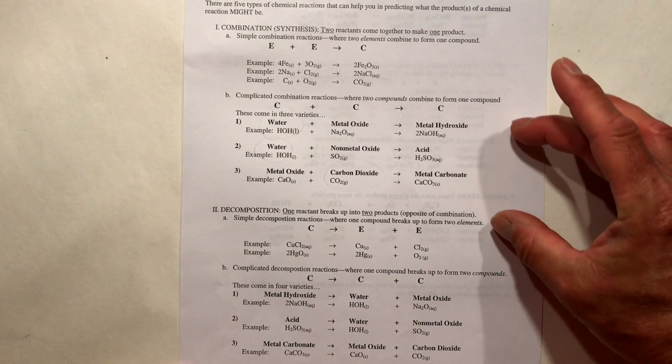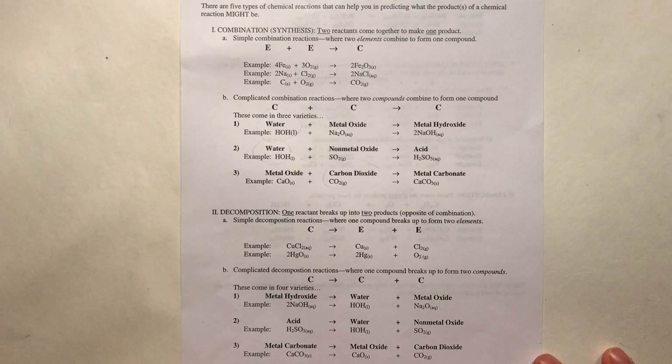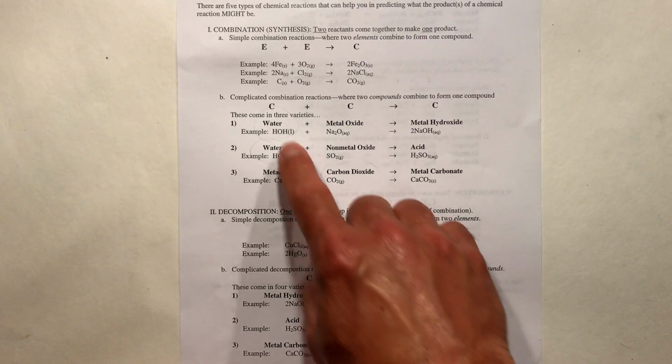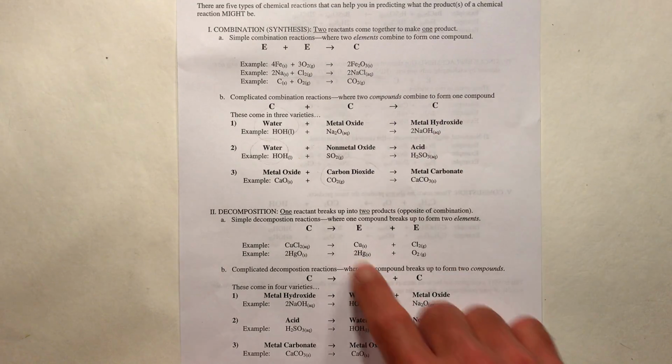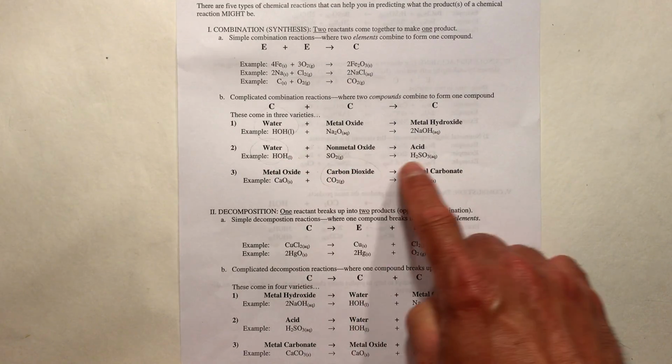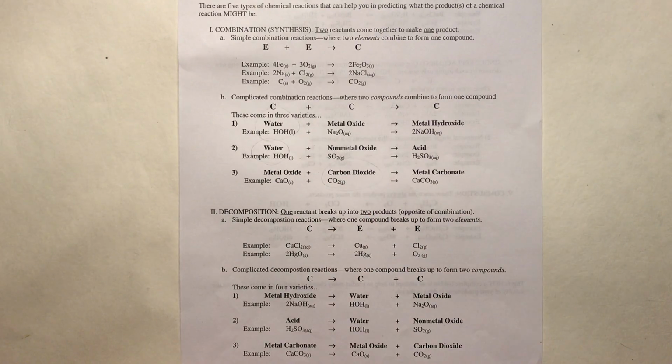So these are just 3 common recipes for reactions that are complicated or complex synthesis reactions. If you combine water and a metal oxide, you get a metal hydroxide. If you combine water and a non-metal oxide, you get an acid. And if you combine a metal oxide and carbon dioxide, you get a metal carbonate. Let's look at those examples in more detail.